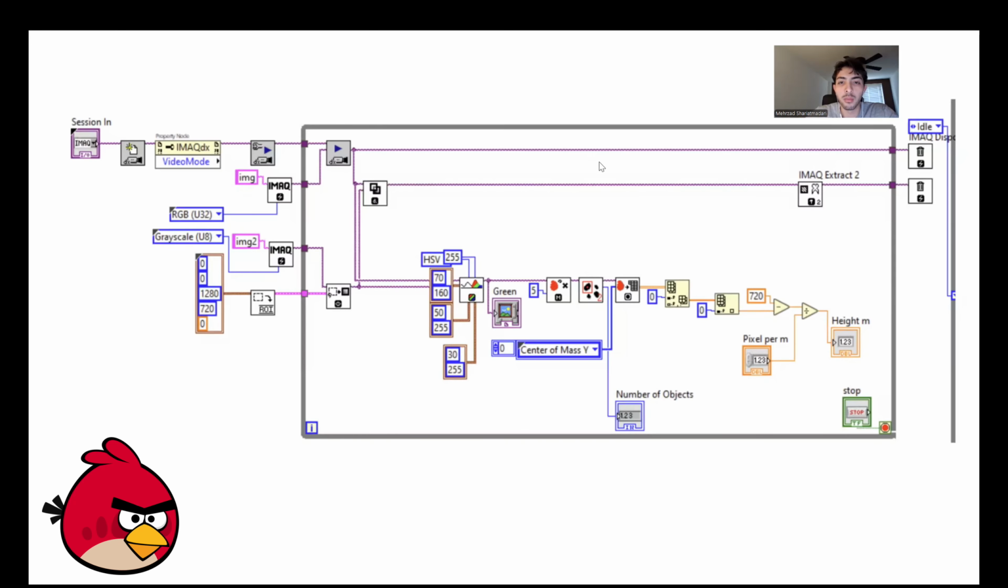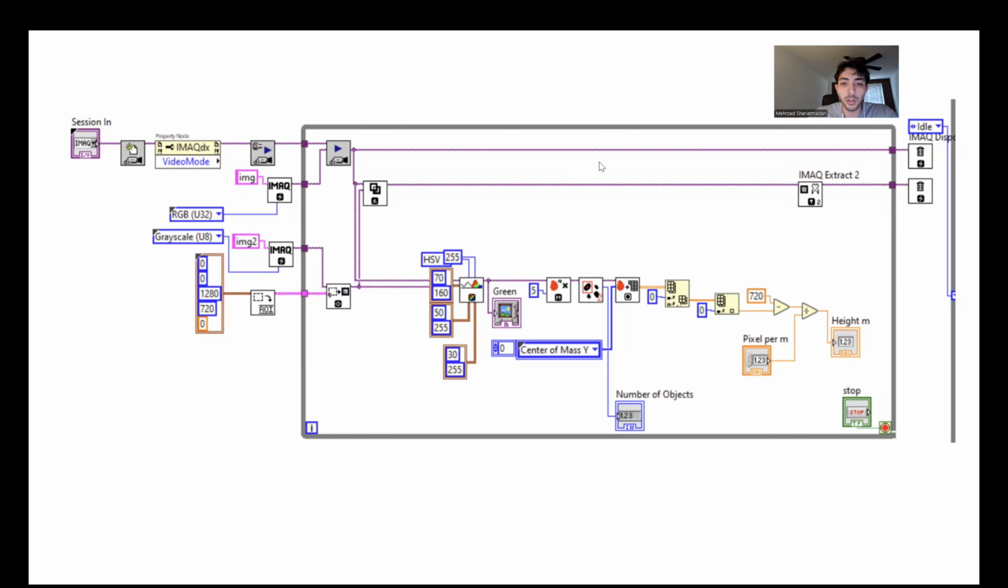Our project is an Angry Birds-inspired automated targeting system built in LabVIEW using NI DAQ. The VI is organized as a state machine with idle, load, aim, fire, results, and reset. The webcam is a digital vision sensor that detects the green pig using HSV thresholding, then calculates centroid Y and converts it to height in meters using calibration.